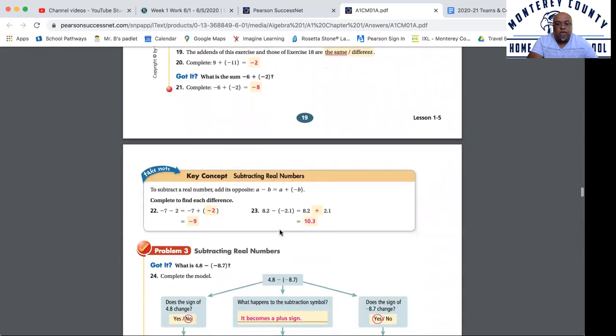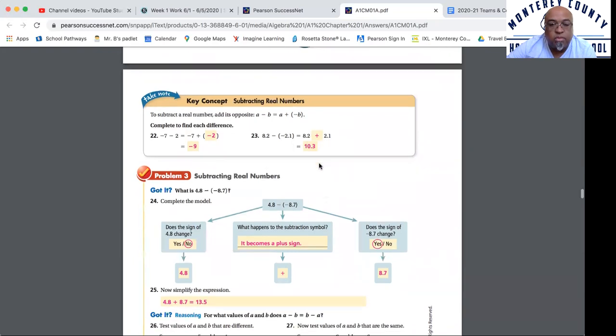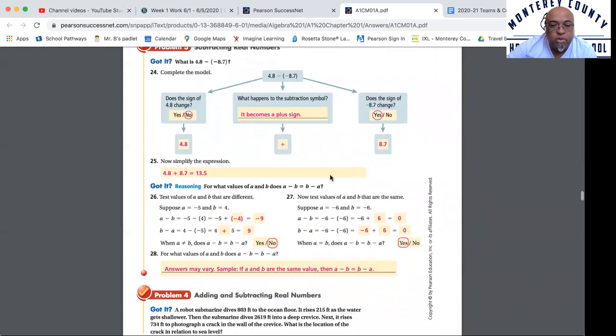21 is -8. 22, the answers are -2 and -9. Question 23, the answers are plus and 10.3. Question 24, the answers are no. 4.8, it becomes a plus sign, yes, and then 8.7. Question 25, the answer is 4.8 plus 8.7 equals 13.5.